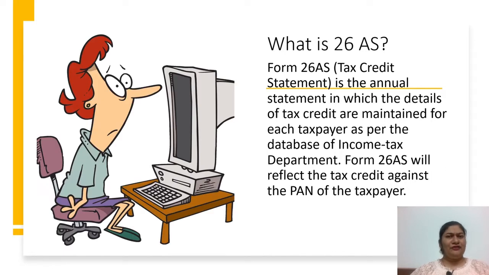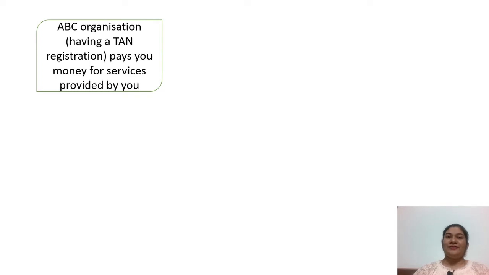Is it becoming too technical for you? So let me explain this scenario with an example which will be really helpful, and you will easily understand what 26AS reflects. For example, take an ABC organization. ABC organization pays you some money, or you have provided some services to ABC and they are paying you your service income. ABC organization is a TAN registered company. We should remember that for deducting taxes, the organization should be registered and should have a TAN number.